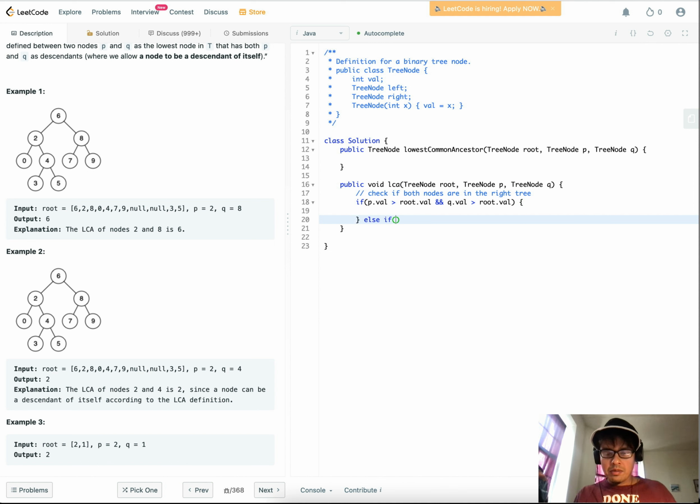Else, if p dot val is less than root dot val and q dot val is less than root dot val, then we're checking if both are in the left tree. Because we want to see if the divergence point lies in the left tree. So we're checking if the divergence point is first in the right. If not, is it in the left tree? Else, we return the deepest point at which they've diverged. So you'll see how I'm defining these parameters here.